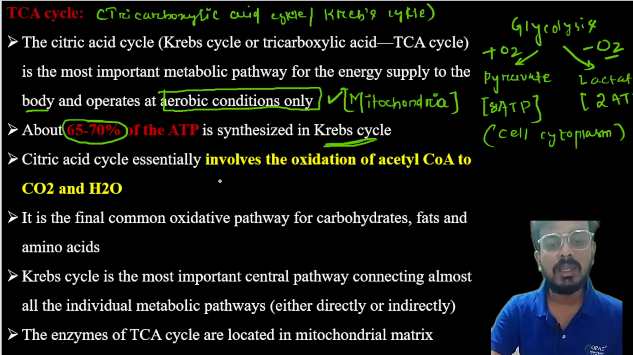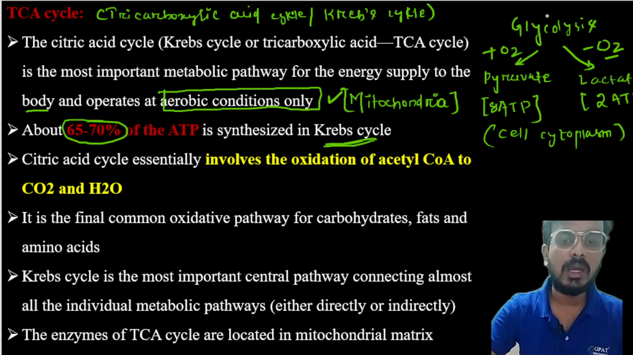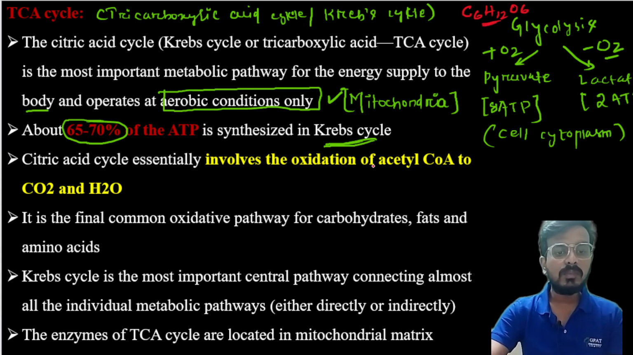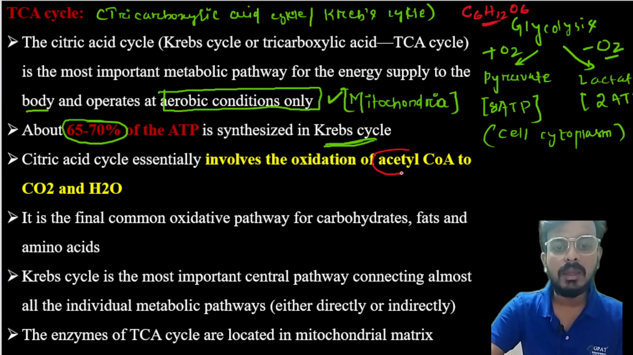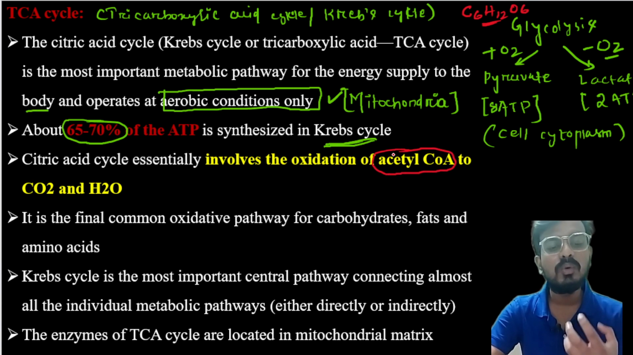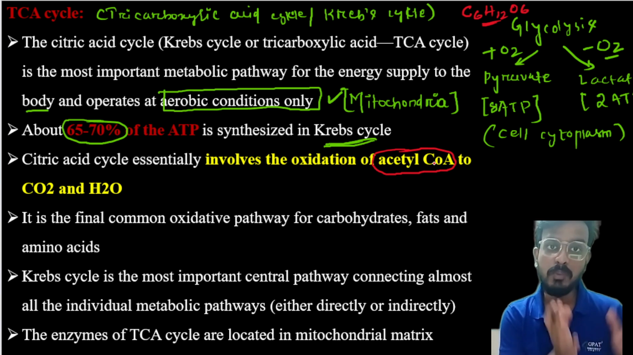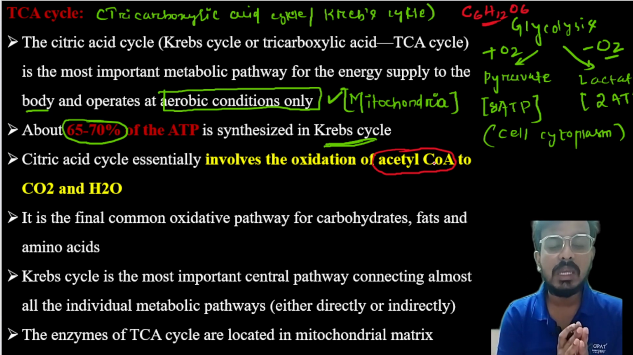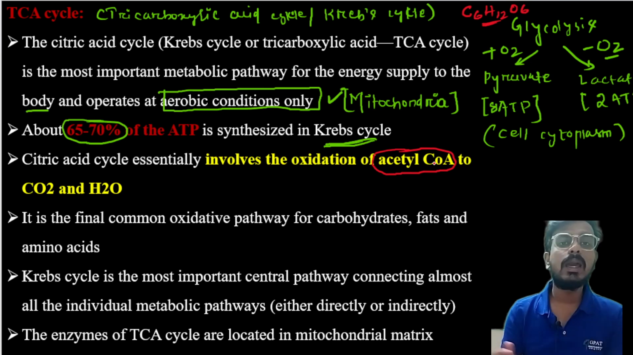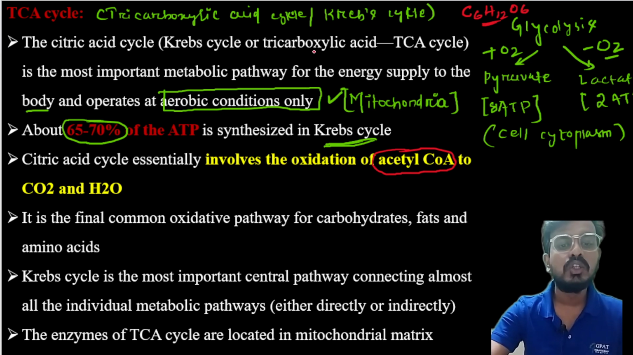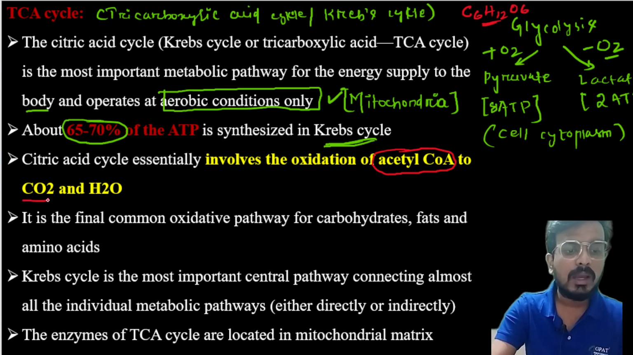In the citric acid cycle, what is being oxidized? There, the oxidation was of glucose. In glycolysis, the starting material was your glucose, C6H12O6, your glucose molecule. Here your starting material is acetyl coenzyme A. Now you will ask, sir, where does the acetyl coenzyme come from? I will tell you in the upcoming slide how acetyl coenzyme is formed from pyruvate and how this process is carried out. So acetyl coenzyme is converted to carbon dioxide and water.